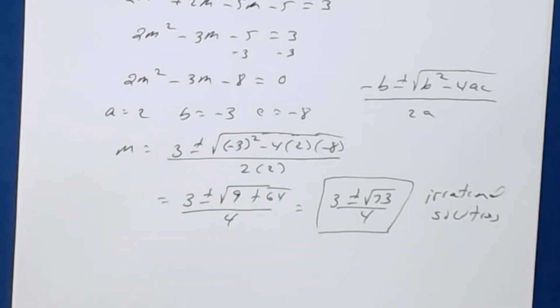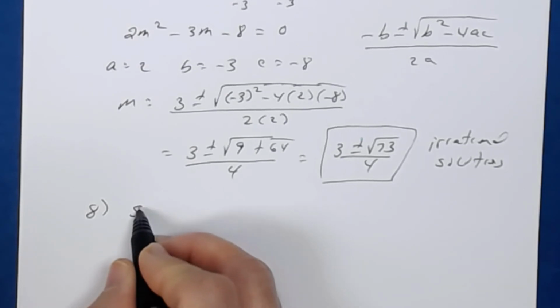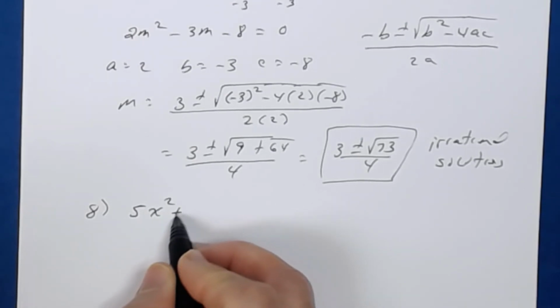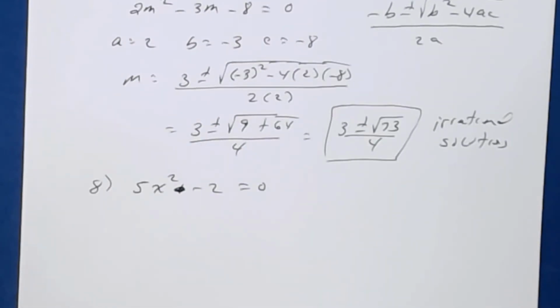Okay. All right, number 8. Number 8, suppose we had 5x squared minus 2 equals 0. Again, let's use the quadratic formula. So it's in standard form.